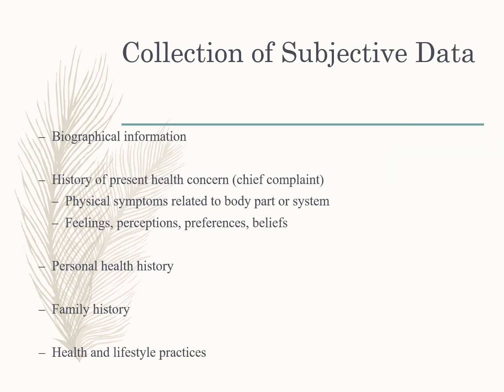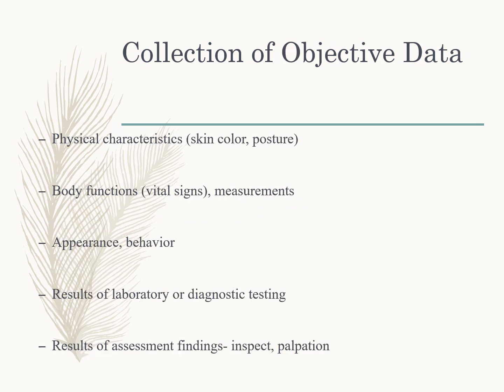So again, your collection of subjective data includes biographical information, their history of present health concern, their review of systems, their personal health history, their family history, and then health and lifestyle practices. The objective data might possibly include the results of objective tests, their physical characteristics, their vital signs, appearance, behavior, measurements. Any laboratory or diagnostic testing is obviously measurable, and results of those assessment findings again.